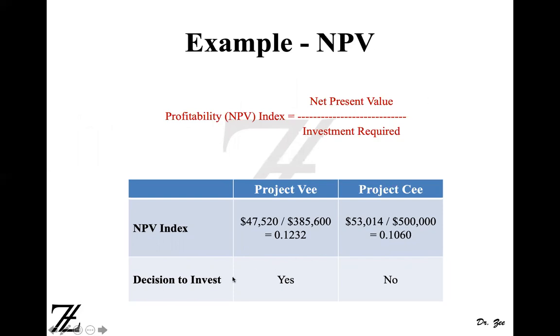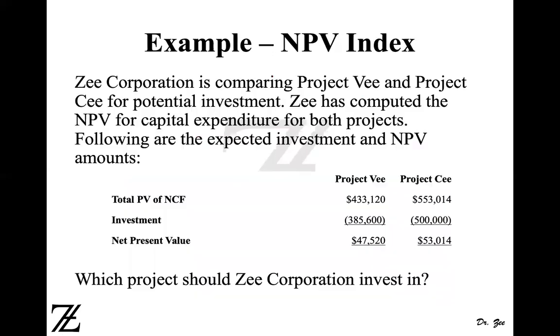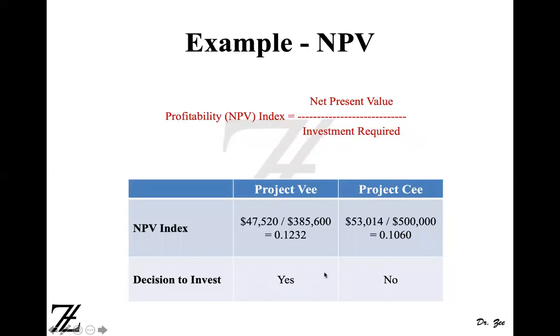So that means the decision to invest, if you have to choose which one you're going to invest in, is project V. If you have to rank the projects, then project V is number 1, project C is number 2. But because our decision was which project Z Corporation should invest in, our decision is to invest in project V, because we have to choose one project between those two projects.